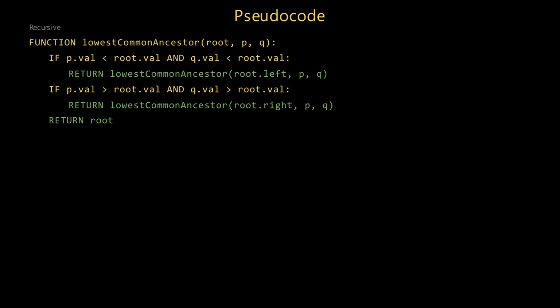Recursive version, compare both P and Q to the current root. If both keys are smaller, the answer is in the left subtree, so recurse left. If both are larger, recurse right. Otherwise the root lies between the two keys or equals one of them, so the root is the lowest common ancestor. Each call uses stack space proportional to tree height.